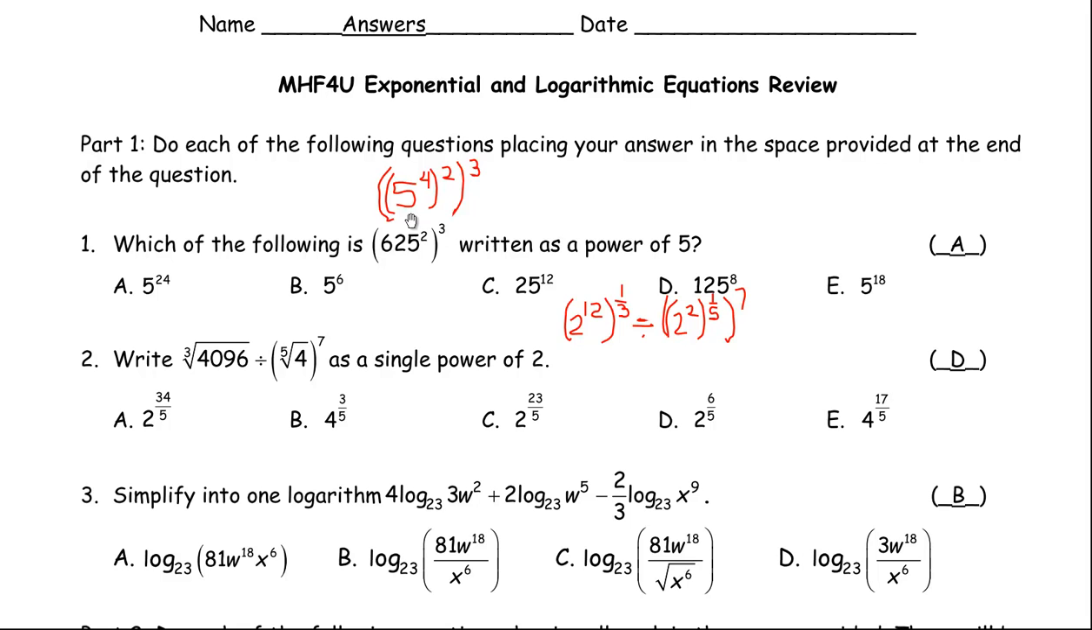So we need to write 625 as a power of 5. So it's 5 to the 4th, and then it's squared, and then cubed. Now, the power of a power rule applies here, so we multiply the exponents. 4 times 2 is 8, times 3 is 24. So this would be the same as 5 raised to the power of 24, which is answer A here.